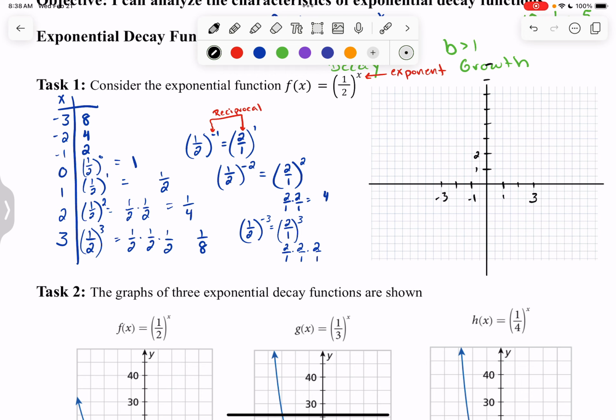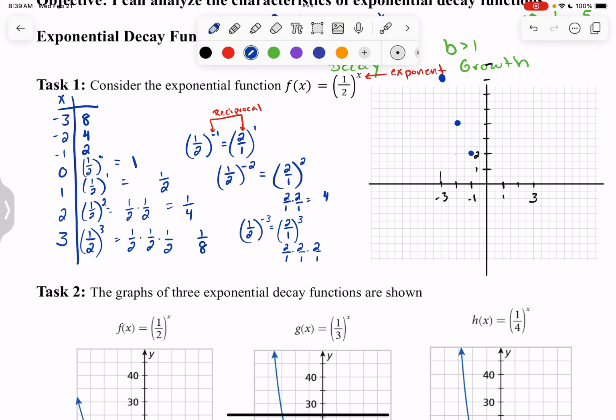So when I put in a -3, I get 8. So it's going to be way up here. Let's change that to blue. When I put in a -2, I get 4. 2, 3, 4. 1, 2, 3, 4. When I put in a -1, I get 2.